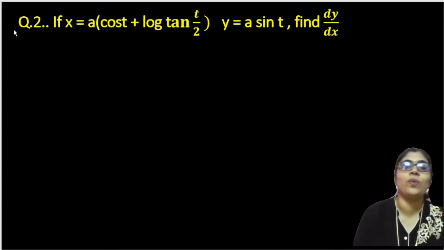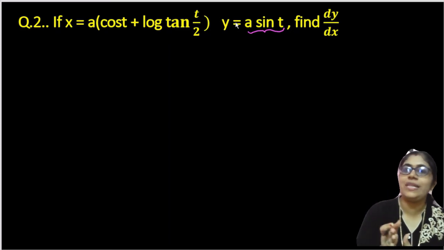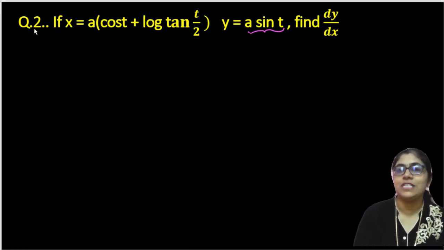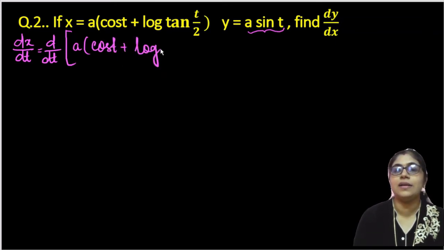Now let's move to question number 2. x is equal to a(cos t plus log tan(t/2)), and y is equal to a sin t. So the parameter is t here. So we have to differentiate x and y separately with respect to t. So let's first find out what dx/dt is. dx/dt equals d/dt of a(cos t plus log tan(t/2)).